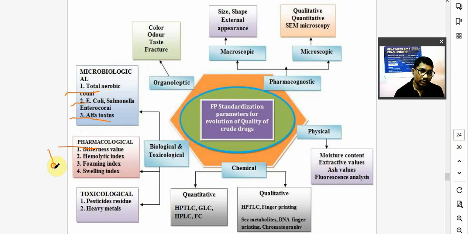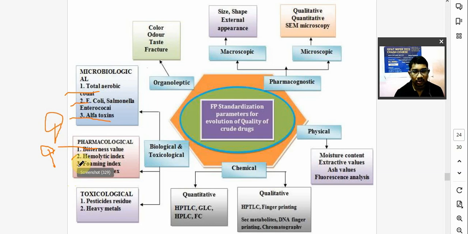For the bitterness value, the standard used is quinine, I am writing quinine. For hemolytic index, saponin. For foaming index, saponin. For swelling index, isabgol. Okay.